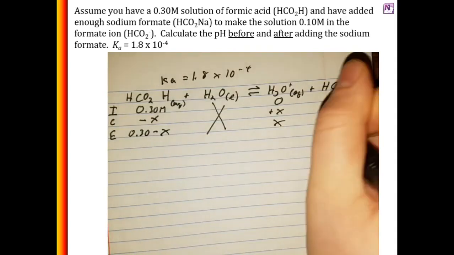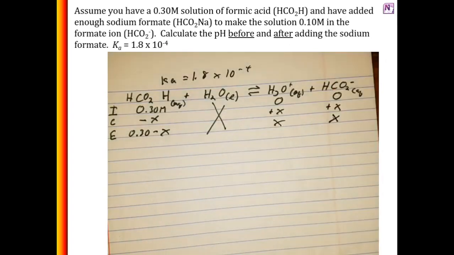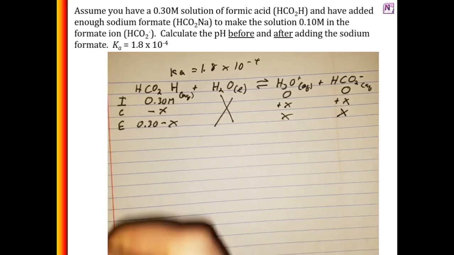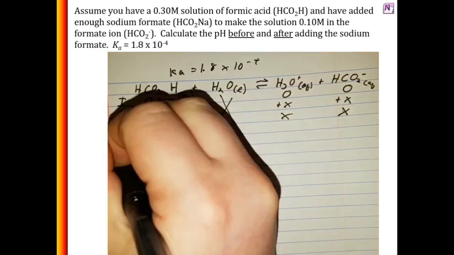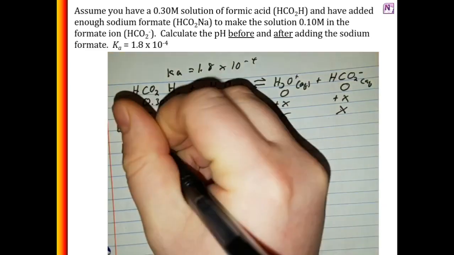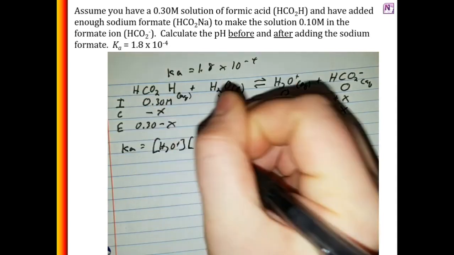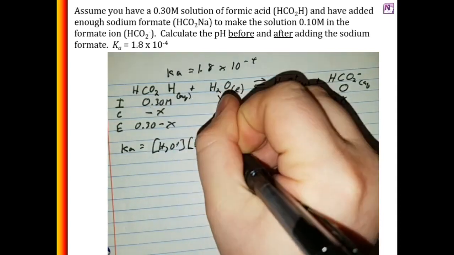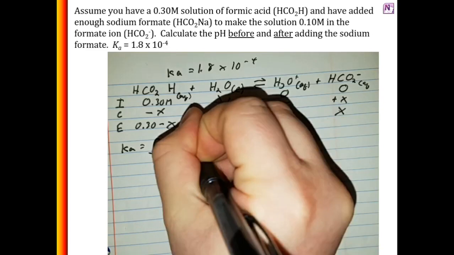From here, we need to set up our Ka expression in terms of X. Remember, Ka will be equal to the concentration of the products, so H3O plus times formate ion, over the equilibrium concentration of the reactant, so formic acid.